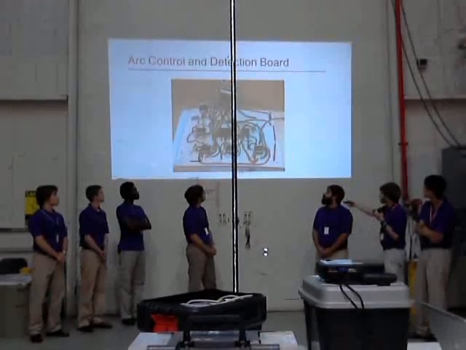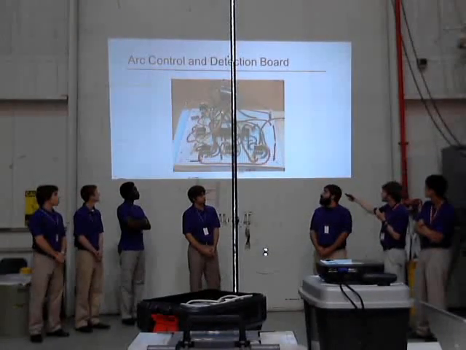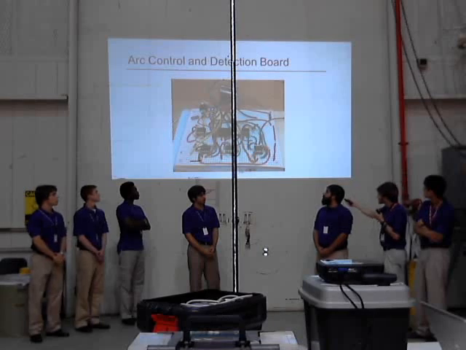And here is our board that we have for the arc detection system. You have our power supply for the HVDC control, and then we have our chips here for all of our systems.